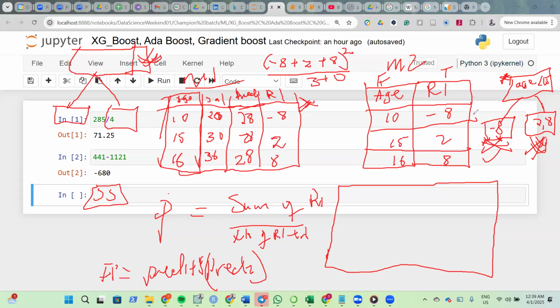How do we get your prediction? So this is now M2, right? So let's transfer this data down here, please. So here we have H. We have 10, 15, and 16. Dr. Kifa, I hope you are now seeing 15 and 16. R1 is going to be minus 8, 2, and 8. So now prediction.